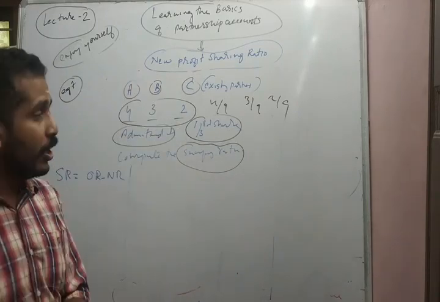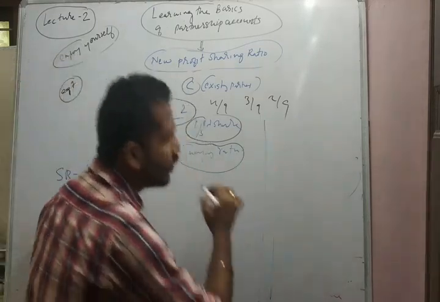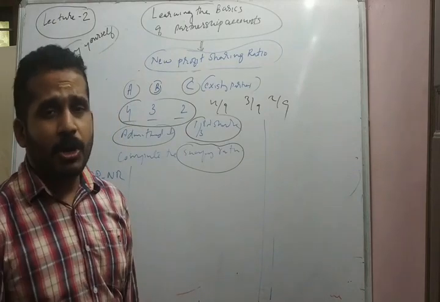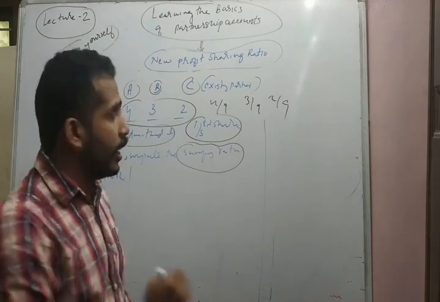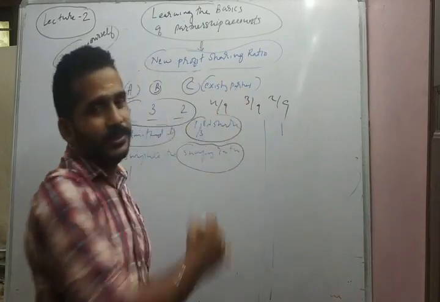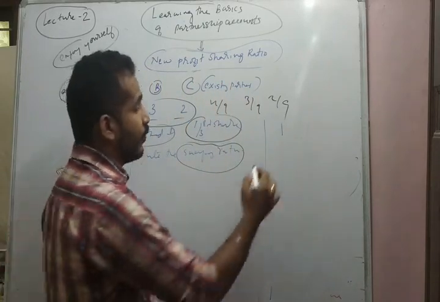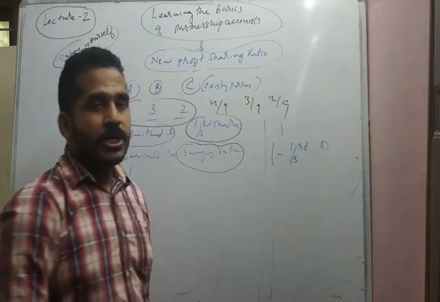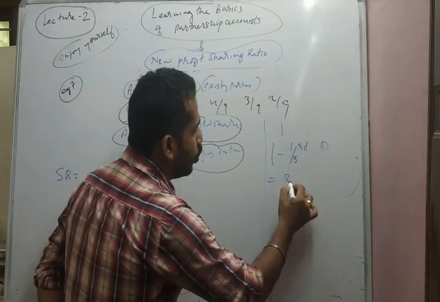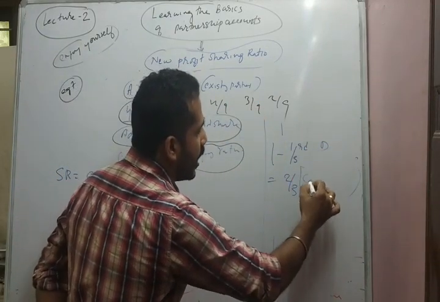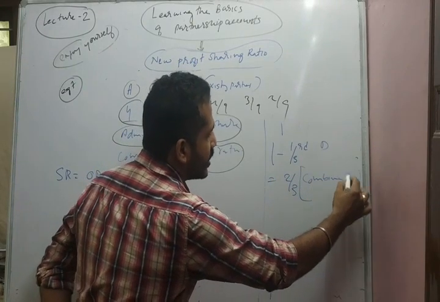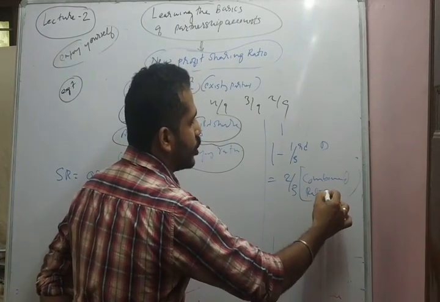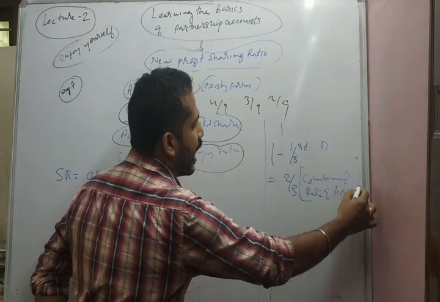So how can we do this? Assume the total share of all the partners after the admission of D as 1. Deduct from 1 the 1/3 share of Mr. D. Then we will get 2/3, which is the combined ratio of A, B and C.